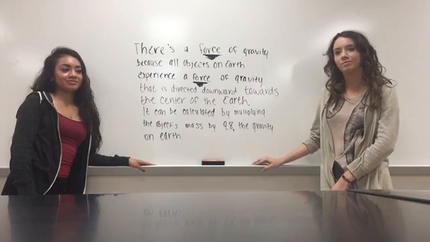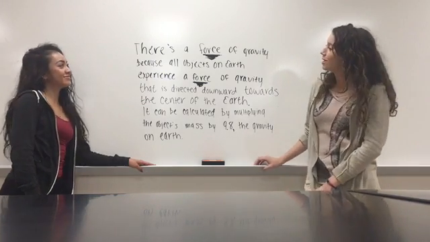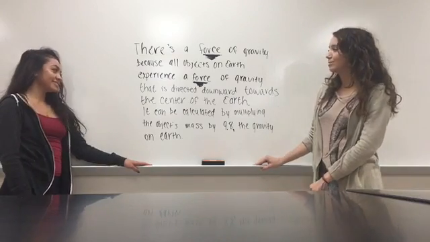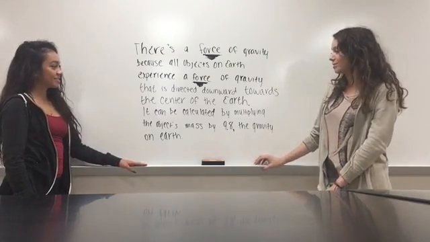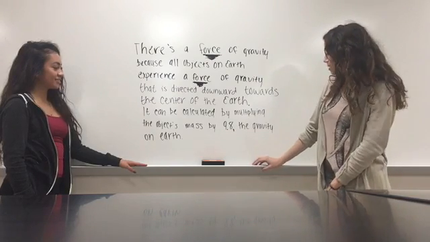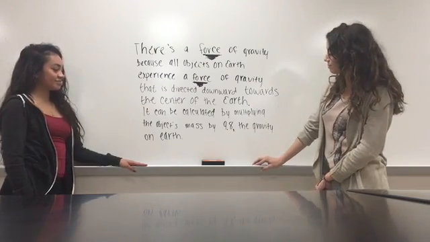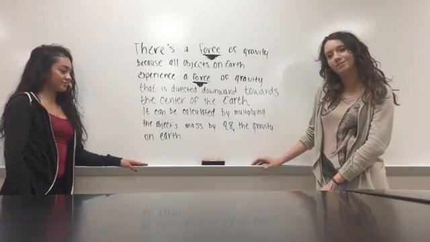Why is there a force of gravity? There's a force of gravity because all objects on Earth experience a force of gravity that is directed downward towards the center of the Earth. It can be calculated by multiplying the object's mass by 9.8, the gravity on Earth.